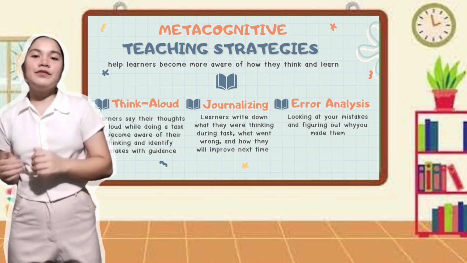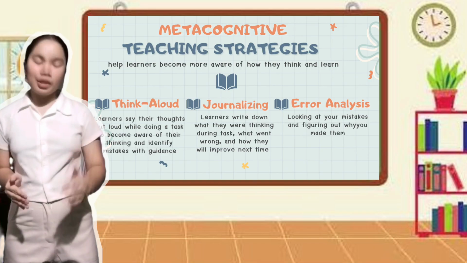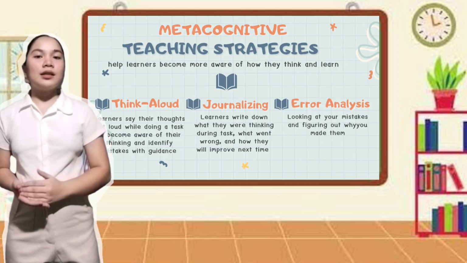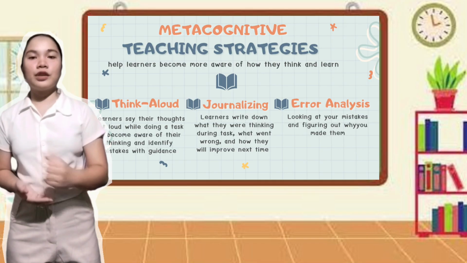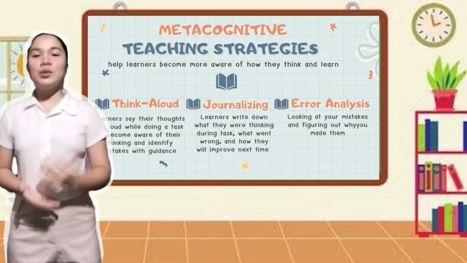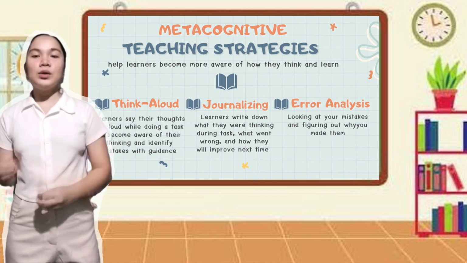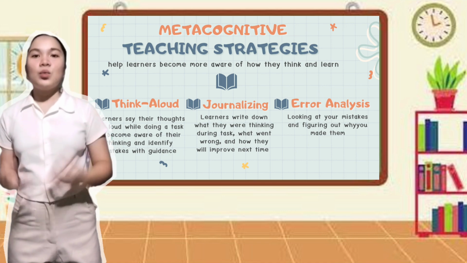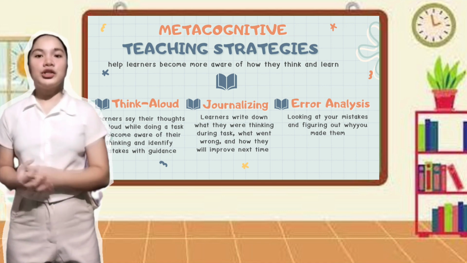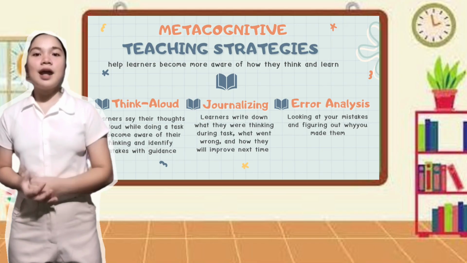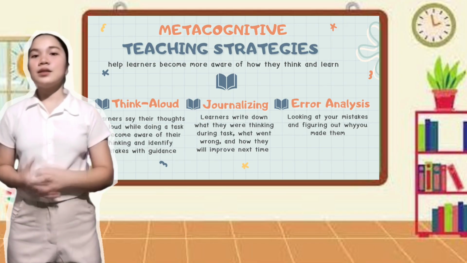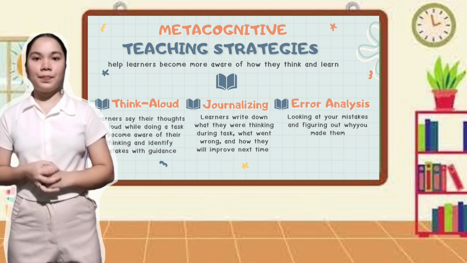And the third one is error analysis. This is when you review your mistakes and try to understand why you got something wrong. For example, you had a quiz or test and you got 9/10. You look at your mistake and ask, why is my answer wrong? What should be the correct one? This helps you learn from your mistakes so you don't repeat them.